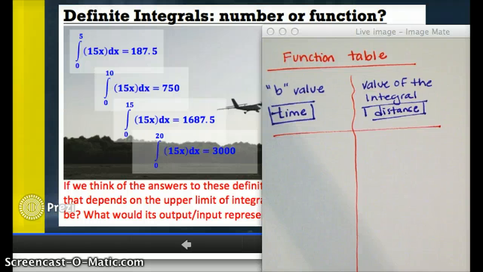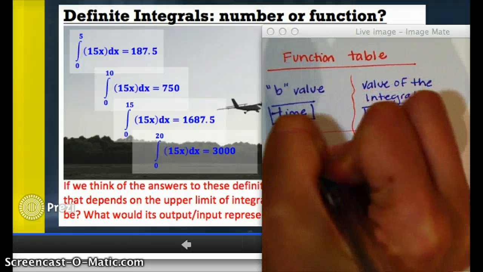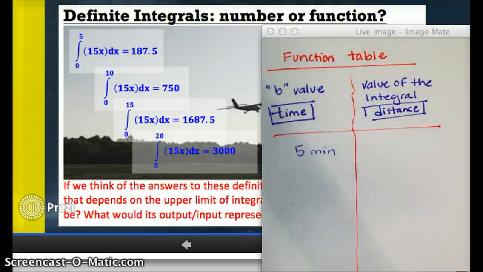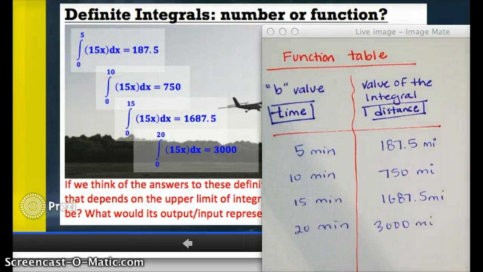So now if I take these values from the integrals, the first one being 5 minutes, I can go ahead and record each of the upper limits and the values. And we'd end up with a table that looks like this. Now, this table should look kind of familiar. What function is this? What are its inputs and outputs?